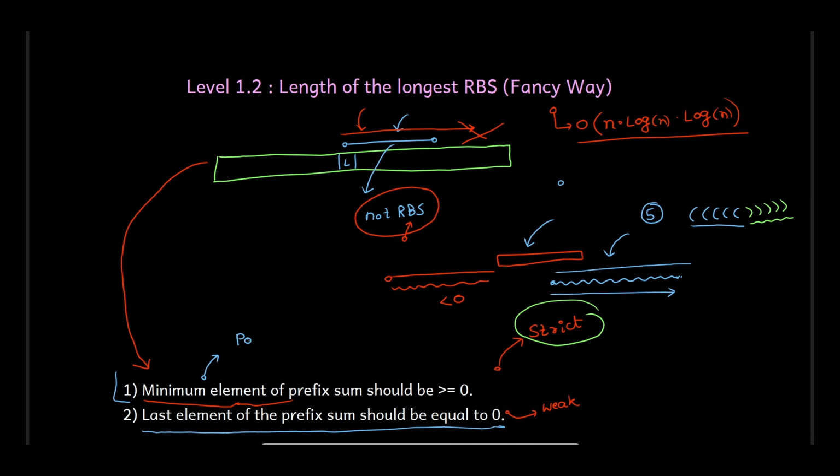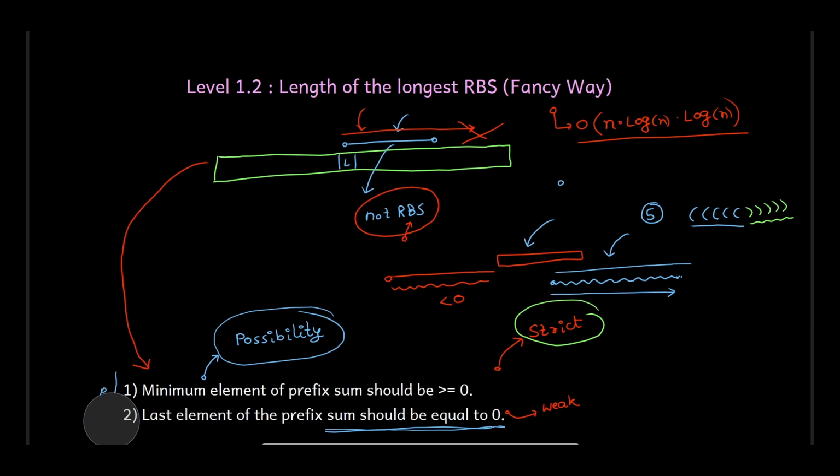That is, if you fail the strict condition, then you are out of the game. But if you pass the strict condition, it is not guaranteed that you will be an RBS. You still have to pass the second condition. That is, the last element of the prefix sum should be equal to 0. This is the weak condition.